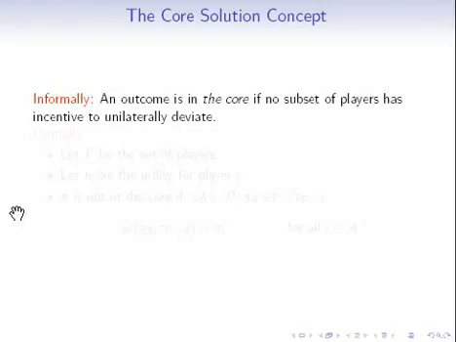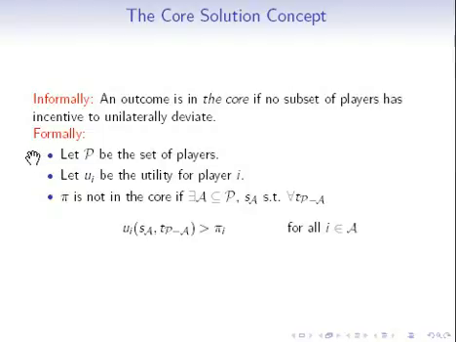So informally, you can think of the core as a generalization of the Nash equilibrium solution concept. In the Nash equilibrium, no individual player had incentive to deviate, while in the core, no subset of players has incentive to deviate. So let's be more explicit about this. Suppose that we have a set of players P and a utility function for each player. Then we'll say that a payoff vector is not in the core if there exists a set A, this will be the set that has incentive to deviate, such that that set has a particular strategy S, such that for all strategies of the remaining players, the players in A each get a higher utility from following S than the payoff vector pi gives them. So that's how we know that a payoff vector is not in the core, because we've identified a set that has incentive to unilaterally deviate.